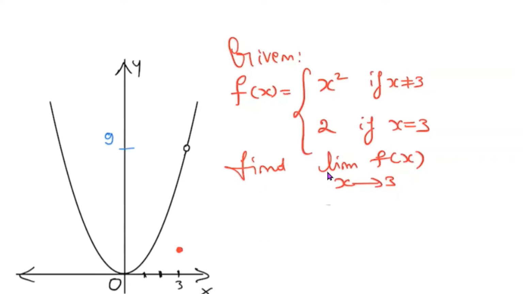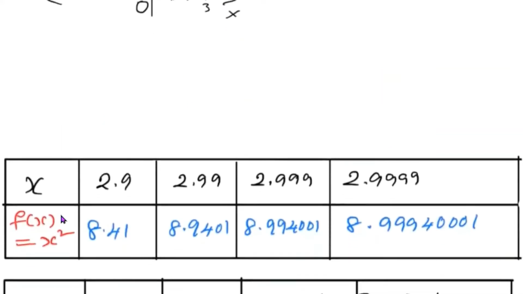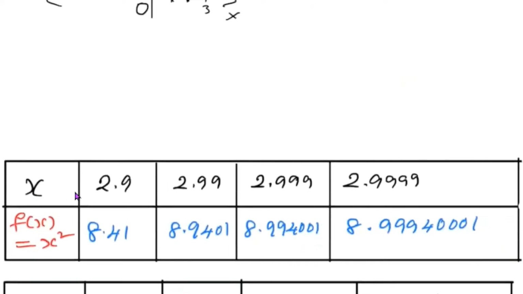Now to find the limit of f of x as x tends to 3, we can approach the value 3 through values which are lesser than 3. As x takes values closer and closer to the value 3, approaching 3 from the left, that is through values which are lesser than 3, say 2.9, 2.99, 2.999, 2.9999, which is much closer to 3.